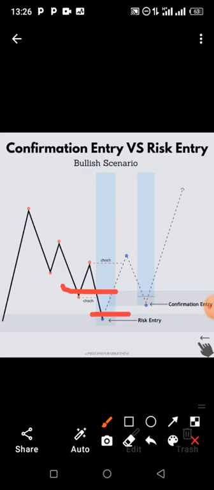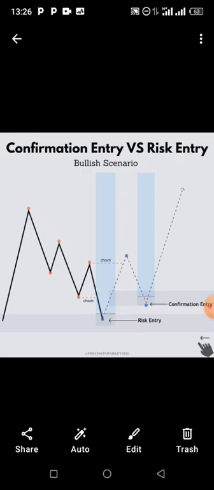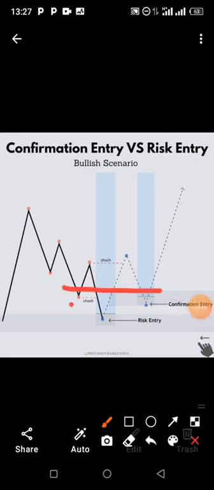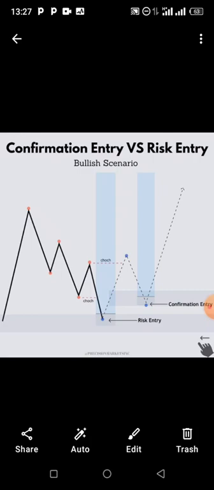Now, your confirmation entry will be here. At that point, your Choch was from here. You draw another block there, waiting for price to retest that zone at which your Choch formed. So that's what we're looking at here. I will show you an example on the market chart.